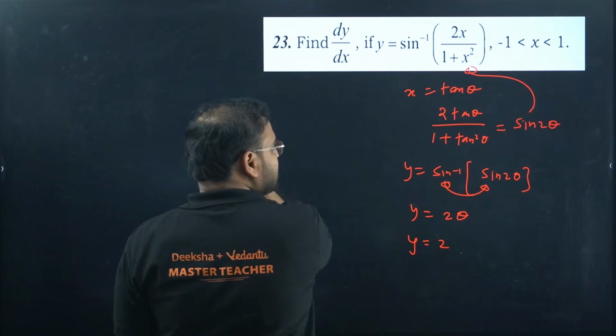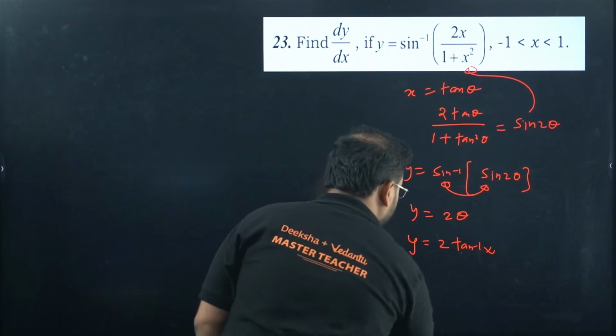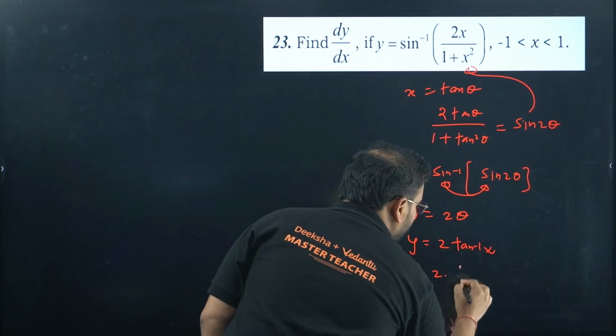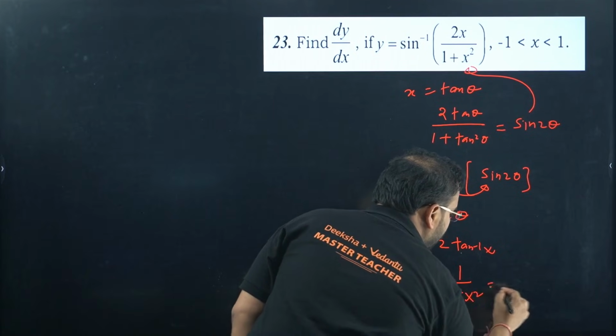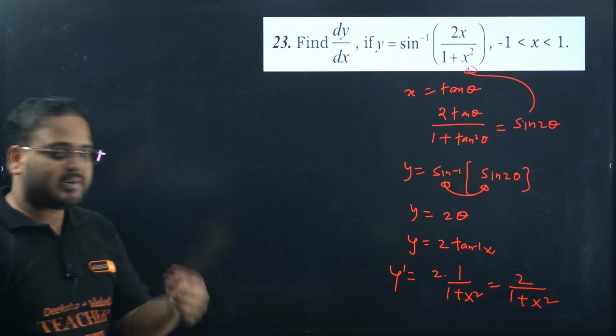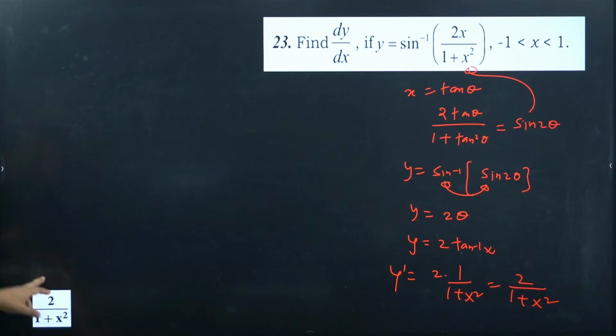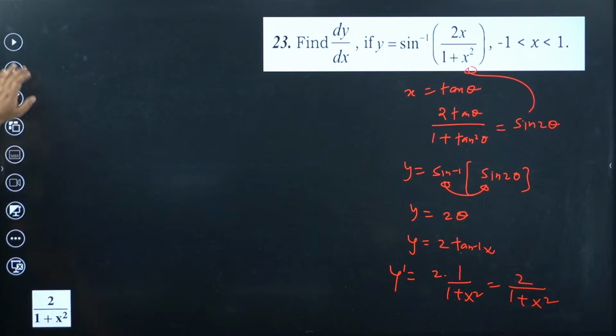Now you put the value of theta back. If x is tan theta, it means theta is tan inverse of x. Now you differentiate: y dash is 2 into 1 upon 1 plus x square. The answer is 2 upon 1 plus x square. Right? Correct? Yes. Check, 2 upon 1 plus x square is your result.